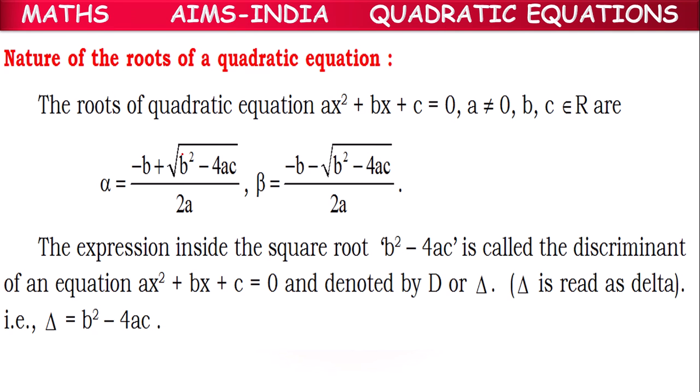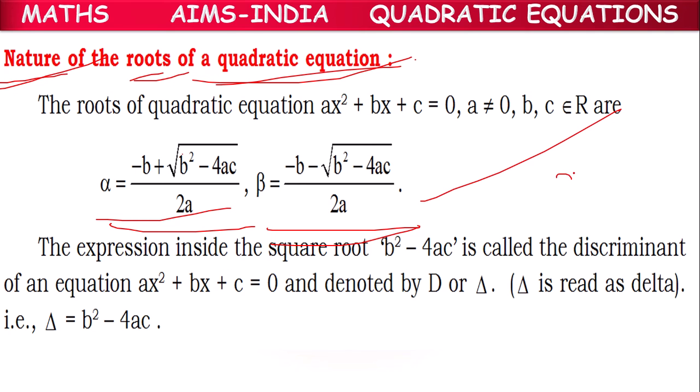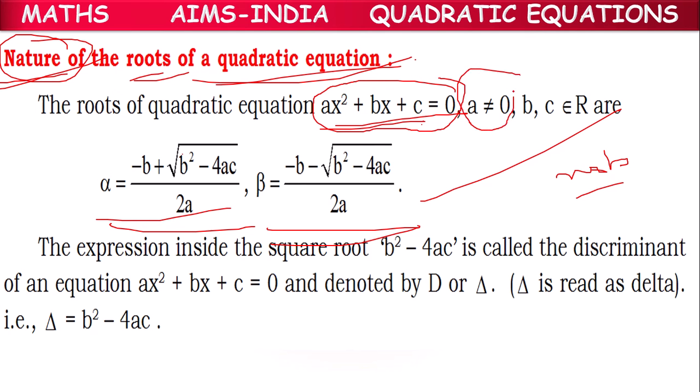So here, children, next, the nature of roots of a quadratic equation. Now we have derived the formulas of alpha and beta, which are roots of the quadratic equation. Now we are going to discuss their nature. For the given quadratic equation ax square plus bx plus c equal to 0, where a is not equal to 0 and b, c are real numbers, we know the alpha and beta values.